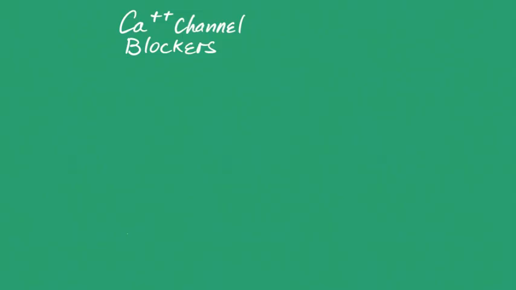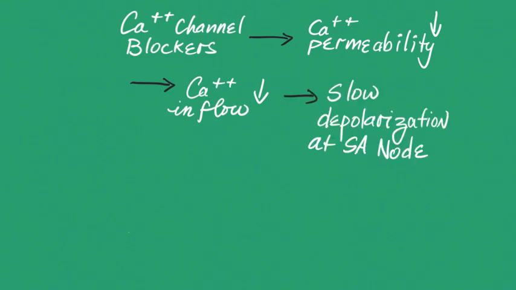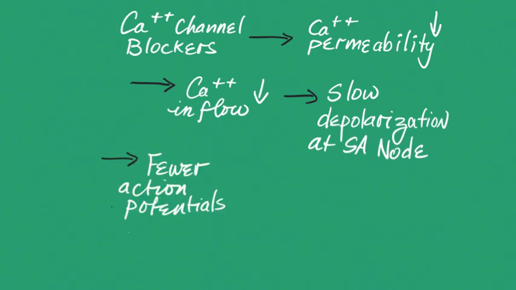Let's see how calcium channel blockers lower blood pressure. When a person takes calcium channel blockers, calcium permeability at the SA node decreases. As a result, calcium inflow decreases as well. So, the depolarizations are slowed down. Slow depolarizations at the SA node lead to fewer action potentials per minute, which means fewer heartbeats per minute. So the heart rate goes down.